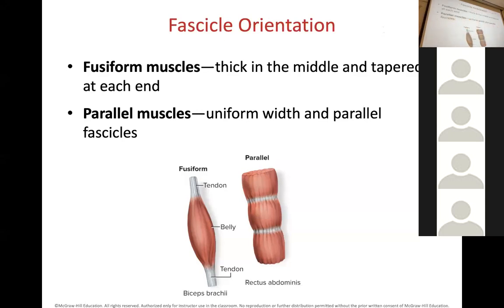So the first two, fusiform and parallel. Fusiform, the bicep is a good example of that, biceps brachii. It's essentially just, there's a lot of weight in the middle. So it's thickened in the middle and then kind of tapers off. These white pieces are tendons. So the pinkish color is the actual muscle cell, and then the tendons are what's connecting it to the bone.